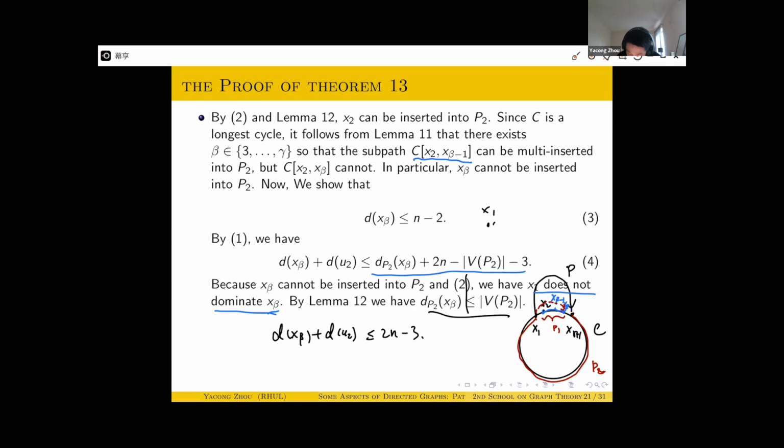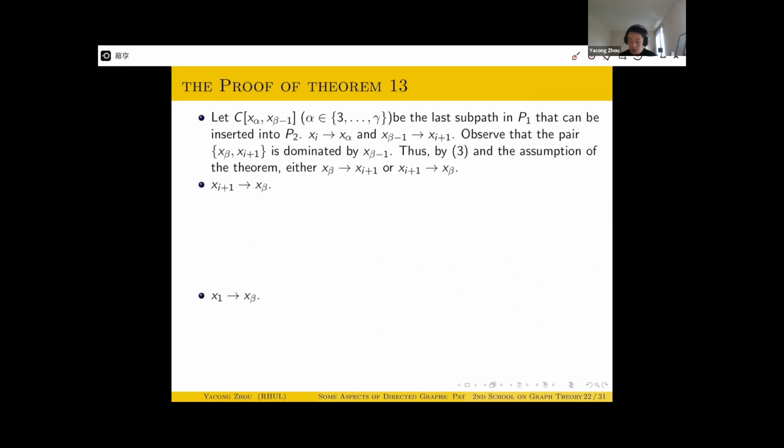And x1 dominates U2 and x2, and U2 and x2 are clearly non-adjacent. So by our assumption, the degree of U2 should be greater than or equal to n minus 1. Therefore, the degree of x beta should be less than or equal to n minus 2. So we get our formula 3 here. So let's see the picture.